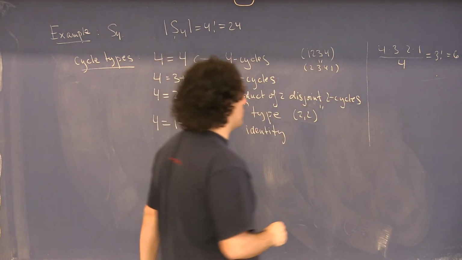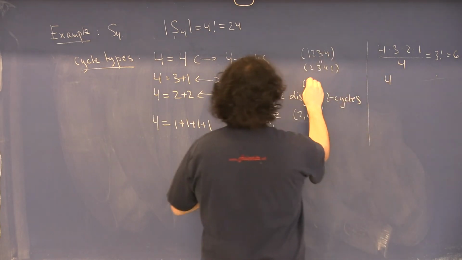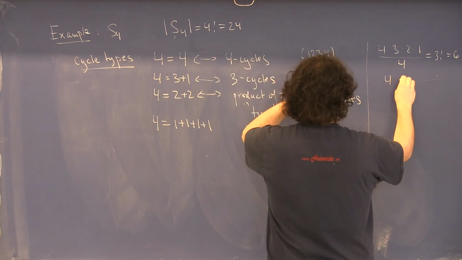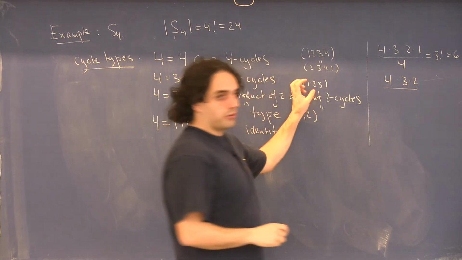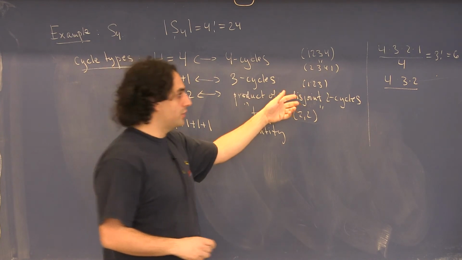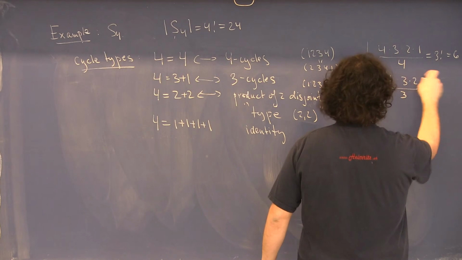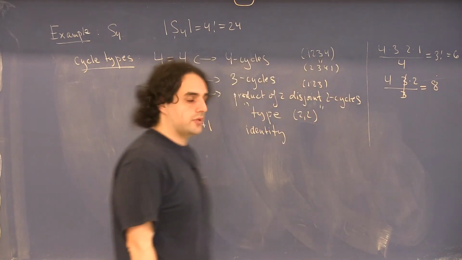So for 3 cycles, a 3 cycle is like 1, 2, 3. I have 4 choices for the first element, 3 for the second, 2 for the third. Now there are 3 ways to cyclically permute that do not change the permutation. So I have 4 times 3 times 2 divided by 3 is 8 3 cycles.